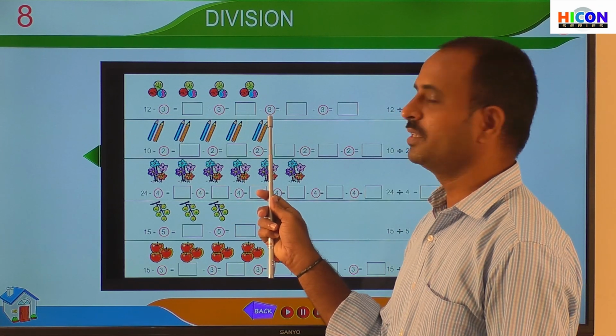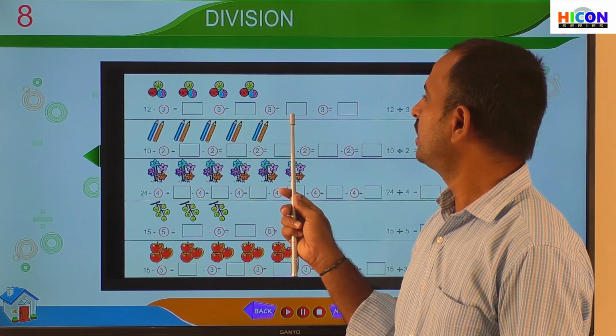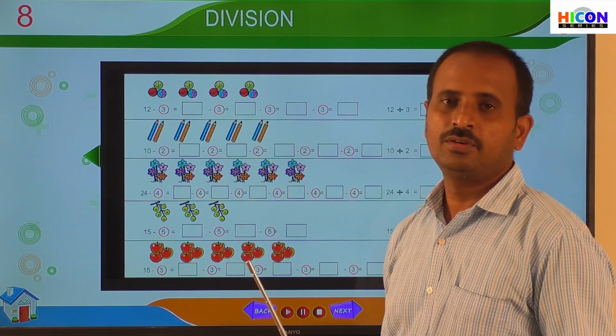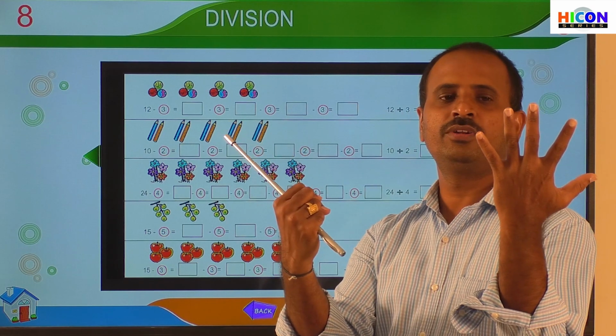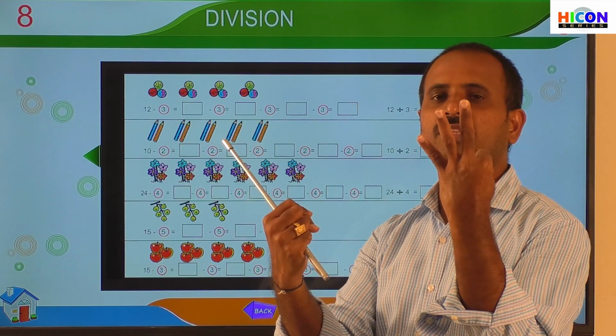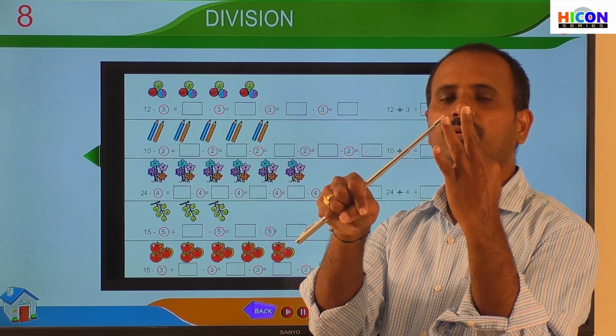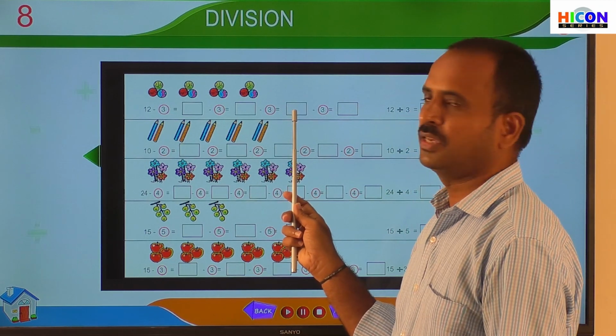And again the number 3 is subtracted. So how much will we get if we subtract 3 from 6? Open 6 fingers and close 3 fingers. 1, 2, 3. And how many fingers are remaining? Remaining there are 1, 2, 3. So the answer is 3 here.